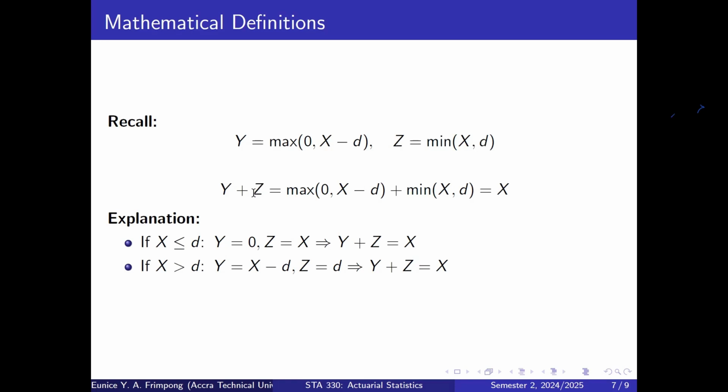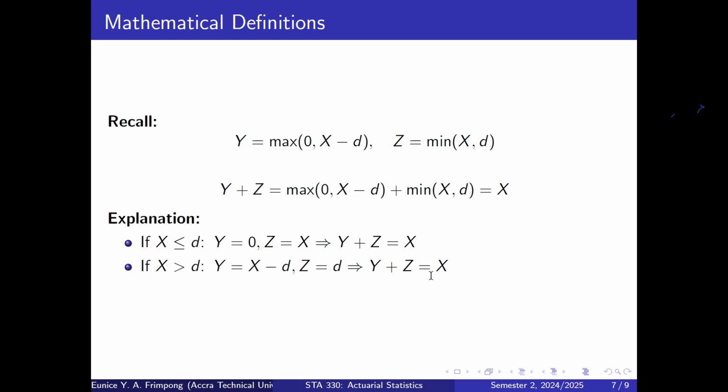So we can go on to say that Y plus Z is equal to the maximum of 0 or X minus D, plus the minimum of X or D, and that should be equal to X. Let's verify this. If X is less than or equal to D, then Y is equal to 0 and Z is equal to X, which implies that Y plus Z is equal to X. And if X is greater than D, then Y is equal to X minus D, then Z is equal to D, which implies that Y plus Z is equal to X. So in both cases, the identity holds.